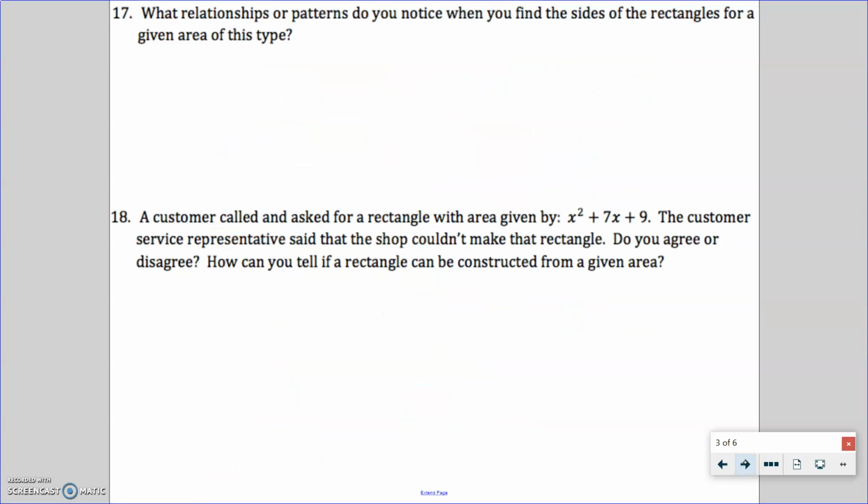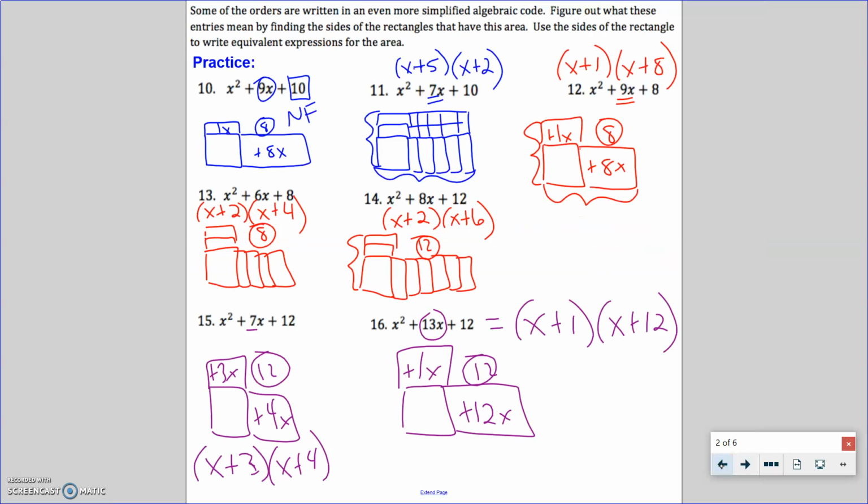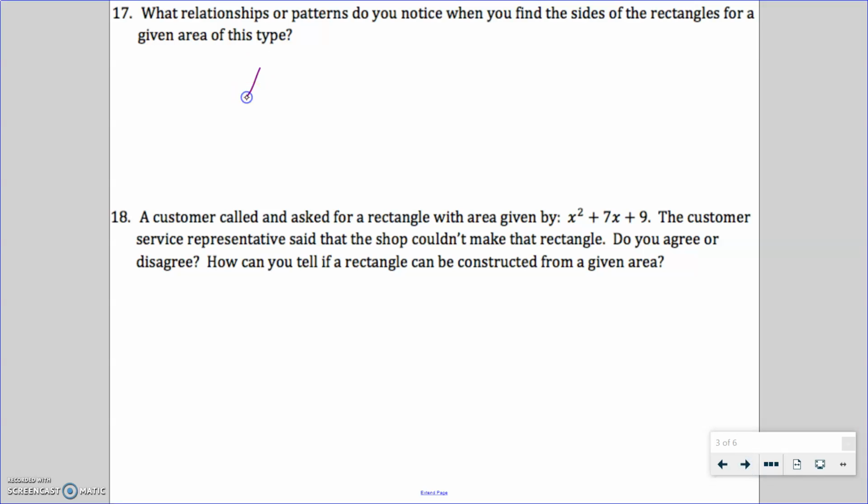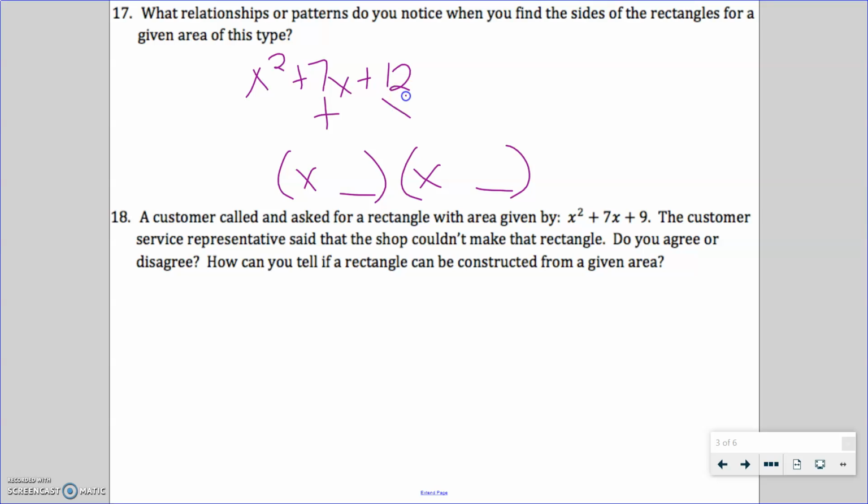So what relationships or patterns do you notice when finding the sides? Basically what you're looking for is, let's take one of them, like the x squared plus 7x plus 12. Basically what we're looking for is we need two numbers. Okay, so it's going to be x and x. And these two numbers need to add to give me 7, right? So add, like the rectangles are added together. But when I multiply those two numbers, it gives me 12.